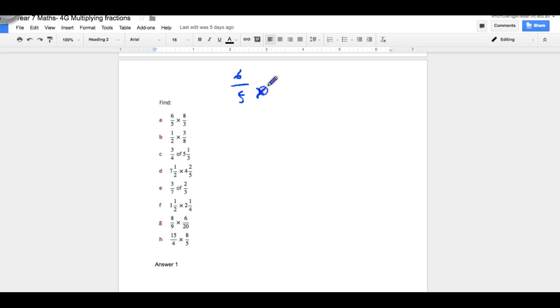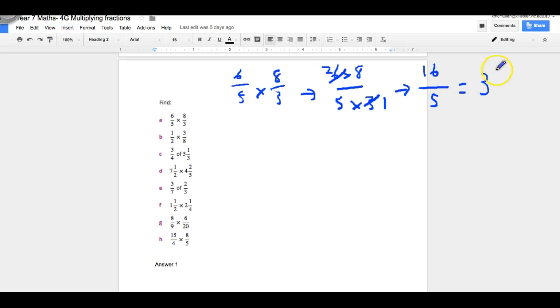So 6/5 times 8/3. So if we rewrite that as 6 times 8, my handwriting is getting a bit sloppy, sorry. 5 times 3, I can see the 6 and the 3 cancel out to be 2 and 1. So 2 times 8 is 16. 5 times 1 is 5. And then I'm left with 3 and 1/5. Okay, so they're just a mixture of them. Remember, of means multiply. So you do need to change this 5 and 1/3 into a mixed number.